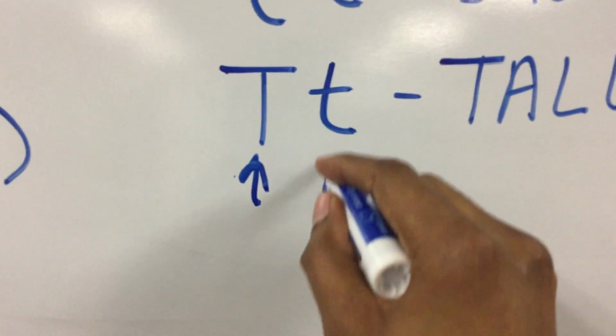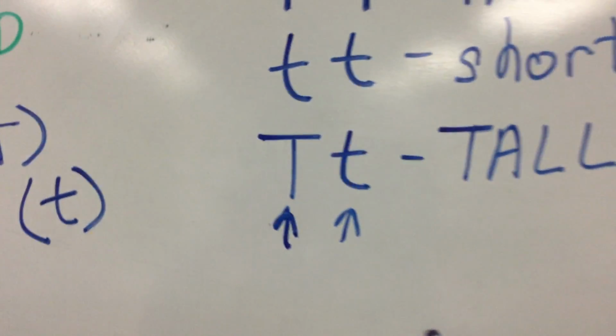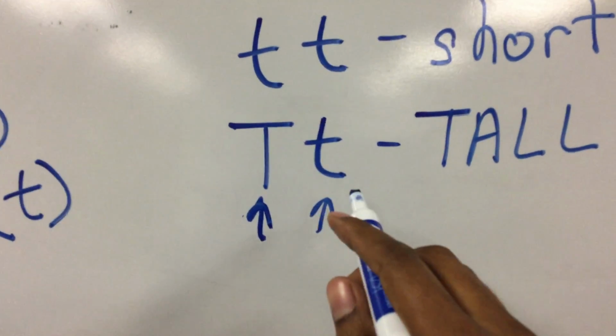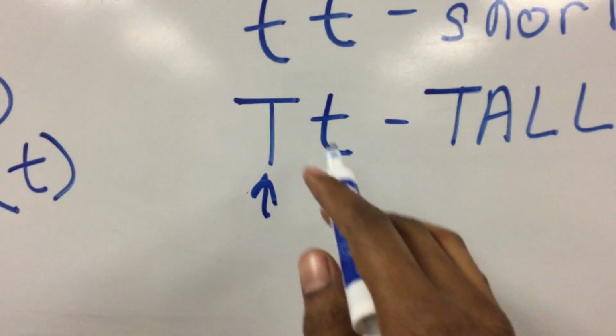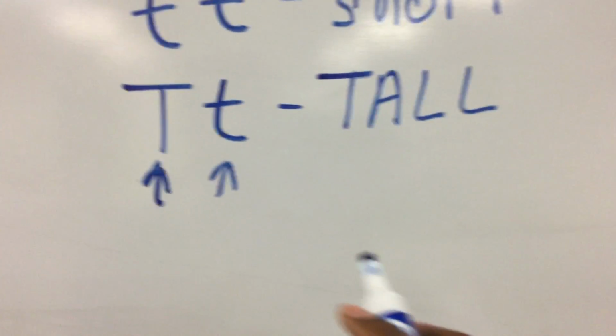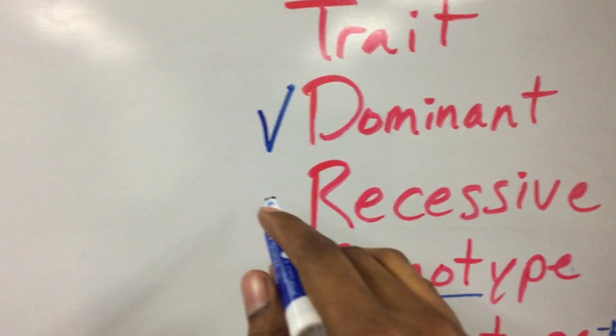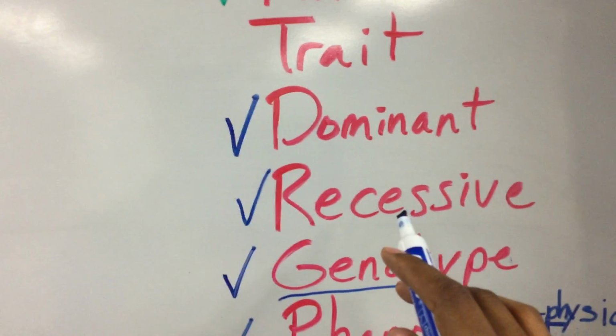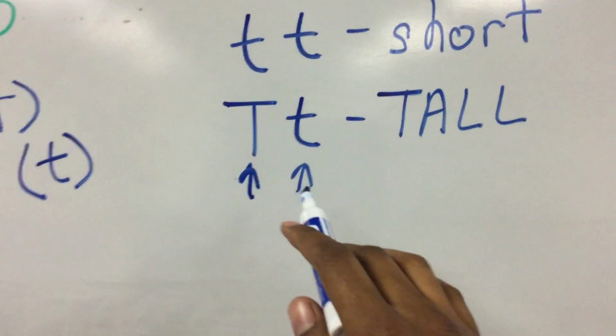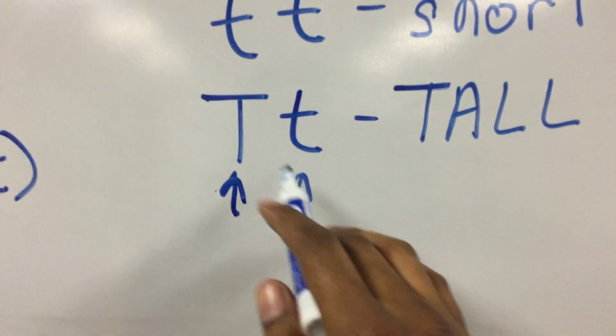And this allele is weaker than this allele. So this short allele is weaker. That means if the tall allele is present, it's going to be overpowered by the tall allele. And the word that we use to represent that is recessive. So the recessive allele is the weaker allele. It will be overpowered by the tall allele.